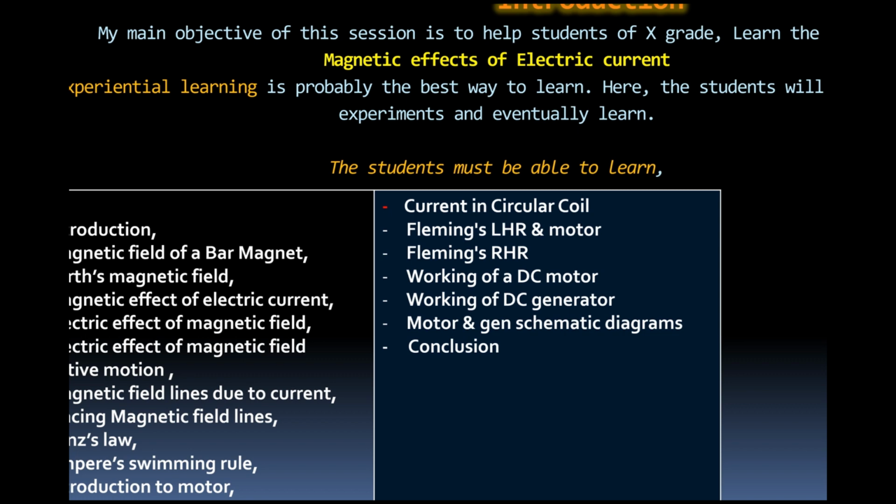And then we have Ampere's swimming rule, introduction to motor, current in a circular coil, Fleming's left hand rule, Fleming's right hand rule, and its application to the DC motor and AC motor, and also the generators, AC and DC generators. This is all there for your syllabus.